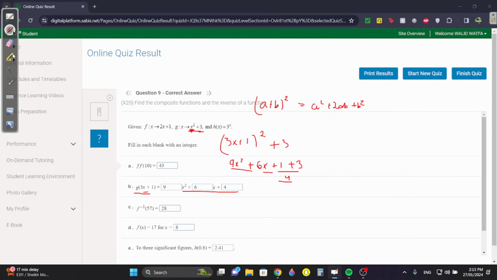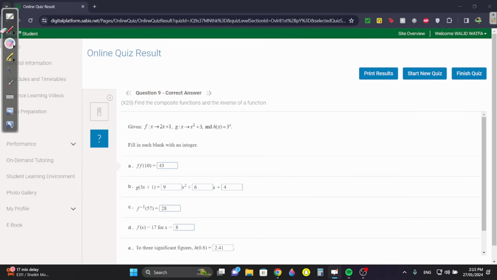Here, hold. Then part C, f inverse of 57. Whenever they ask you for f inverse of a number, you can just equate the original equation to that number without having to find the equation for f inverse and then substituting. All you have to do is equate the original f to the number in the brackets, 57. And this will always work. 2x equals 56, x equals 28.